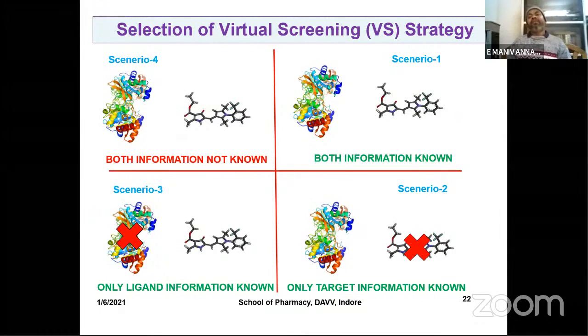Now, selection of virtual screening strategy. So there are virtual screening strategies. Either they are ligand-based virtual screening strategy or structure-based virtual screening strategy. Okay.